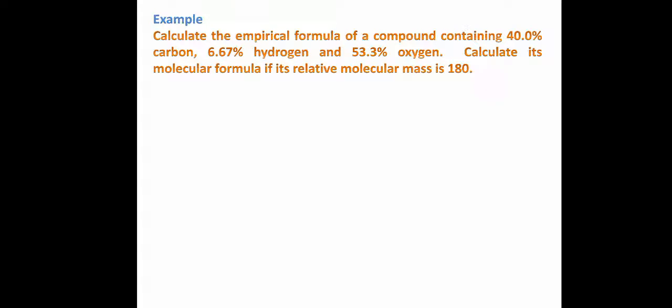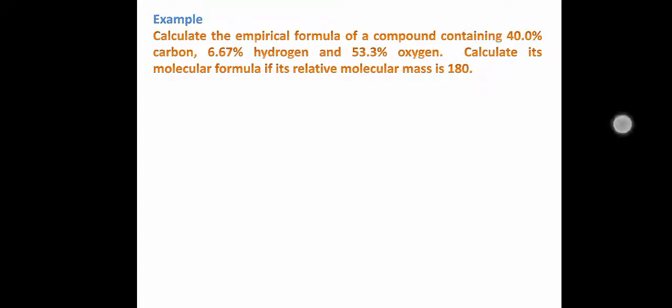So in this example, you have to calculate the empirical formula of a compound containing 40% carbon, 6.67% hydrogen, and 53.3% oxygen. And you are also told to calculate the molecular formula if the relative molecular mass equals 180.